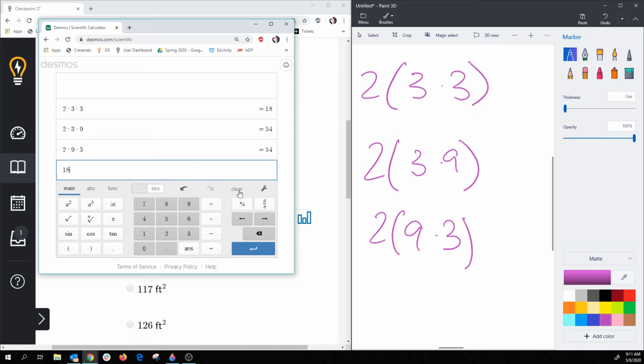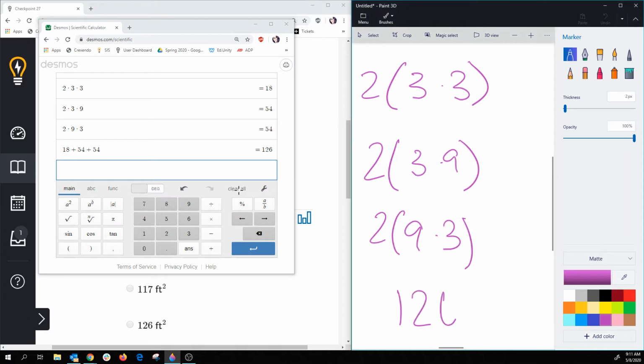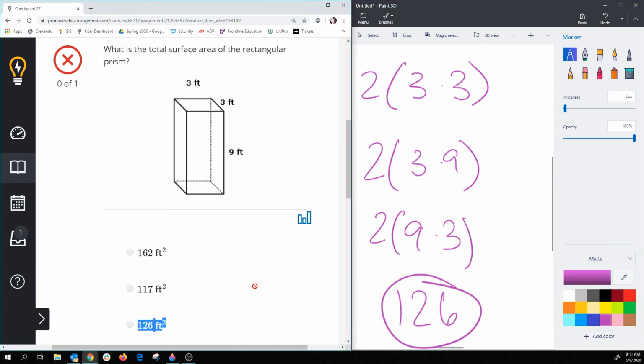So I have 18 plus 54 plus 54, which gives me 126. So surface area of this rectangular prism will be 126 feet squared.